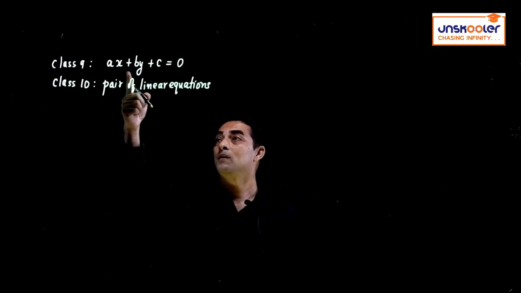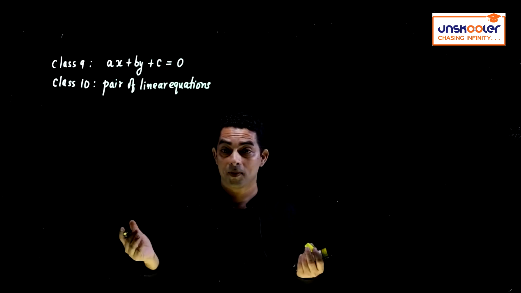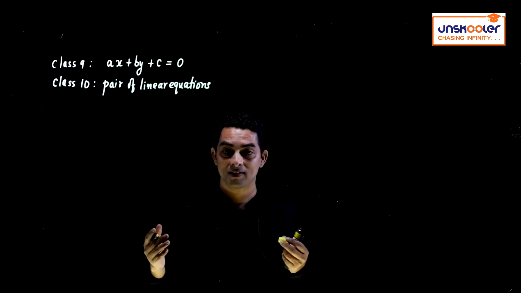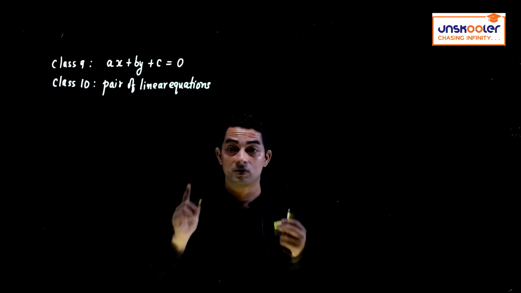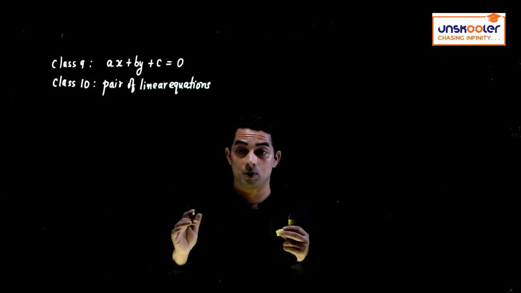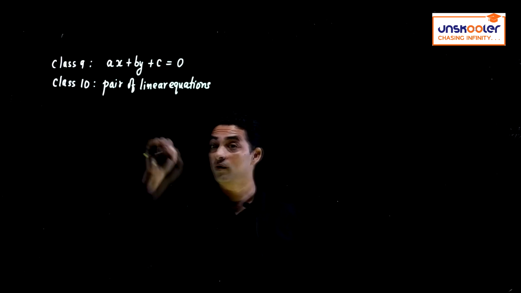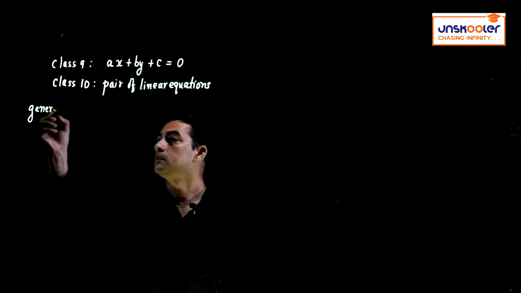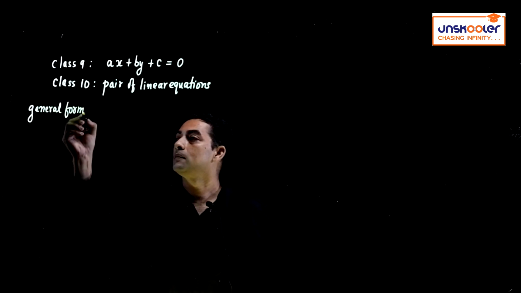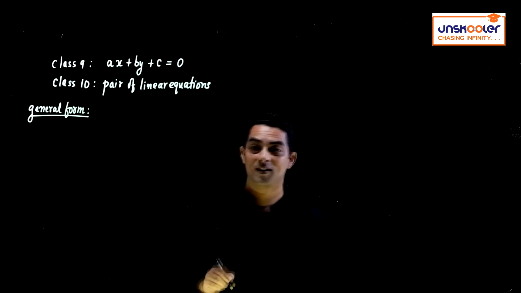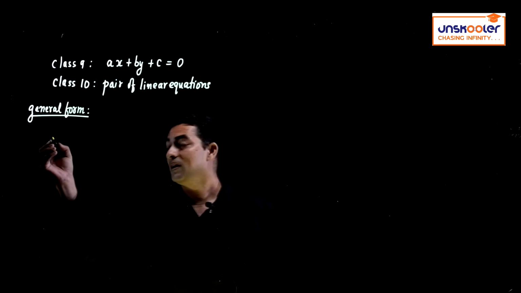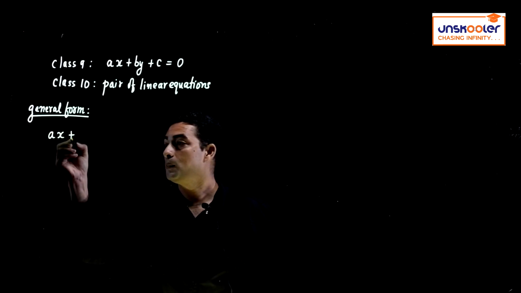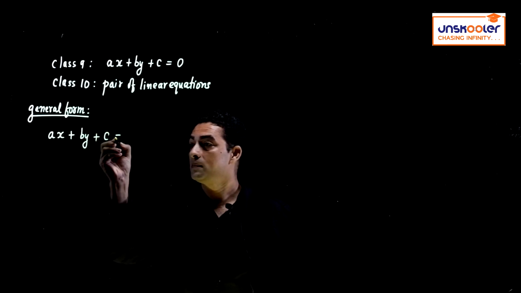So let's see. This is the general form for a linear equation in two variables, which you already know: ax plus by plus c is equal to 0, where a, b and c are real numbers and a and b together cannot be 0. Now let's see what this pair of linear equations is and what its general form is. The general form of a pair of linear equations is almost similar to standard 9. So look carefully: ax plus by plus c is equal to 0.